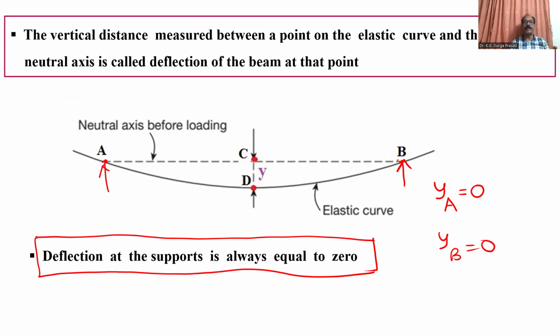Once again, let me repeat. What is the meaning of deflection? It is the vertical distance between a point on the elastic curve and the unloaded neutral axis. The neutral axis of the unloaded beam, right? Now, come.